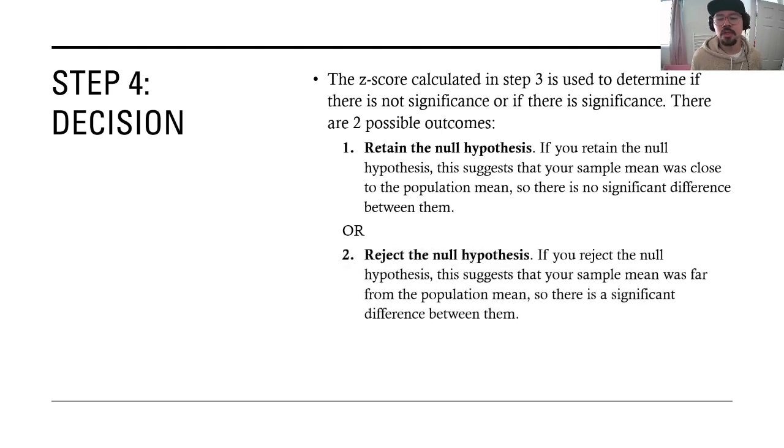Or you reject the null hypothesis. If you reject the null hypothesis, this suggests that your sample mean was far from the population mean in a critical region, so there's a significant difference between the two. Okay? I do like to incorporate this in here because it's possible you can come across this language later. It's important to note that the language of retain the null hypothesis, at times you can actually see this referred to as fail to reject the null hypothesis. I just want you to know that it means the same thing. Fail to reject the null hypothesis or retain the null hypothesis both describe the same outcome, that there is no significance.